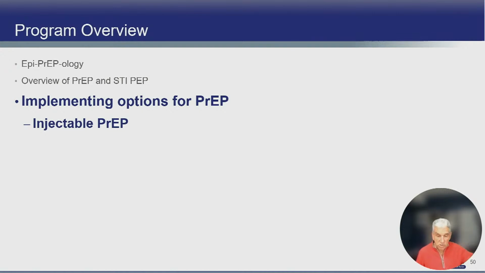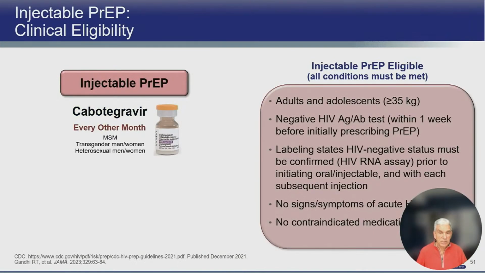Now let's talk about injectable PrEP. Injectable PrEP is cabotegravir. It's given every 2 months. It's recommended for both transgender men and women and heterosexual men and women. To be eligible: adults and adolescents greater than 35 kilograms, with a negative HIV antibody test. Also, labels suggest that you should have a confirmatory HIV RNA assay before every injection and no signs or symptoms of acute infection.